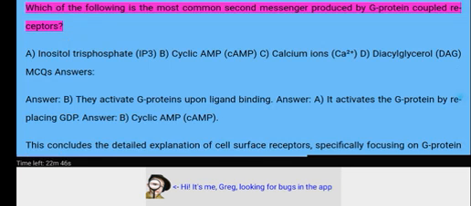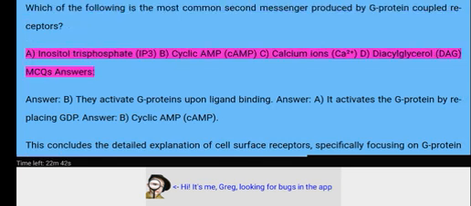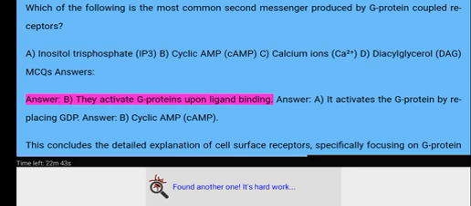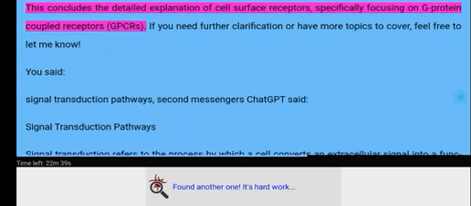Which of the following is the most common second messenger produced by G protein coupled receptors? A. Inositol trisphosphate, IP3. B. Cyclic AMP, cAMP. C. Calcium ions, Ca2+. D. Diacylglycerol, DAG. MCQs answers. Answer: B. They activate G proteins upon ligand binding. Answer: A. It activates the G protein by replacing GDP. Answer: B. Cyclic AMP, cAMP.